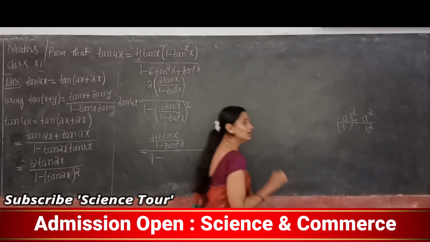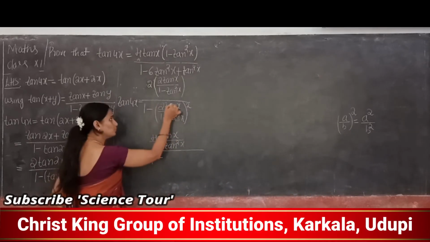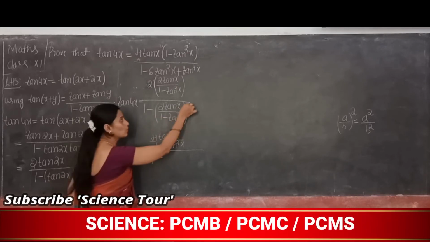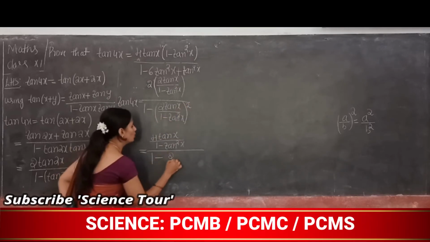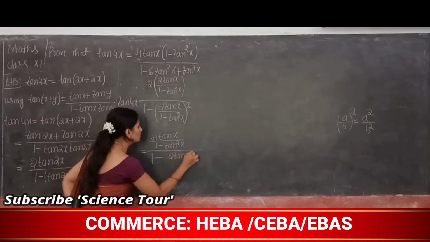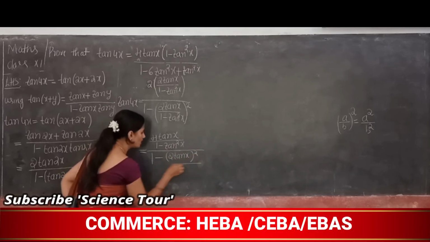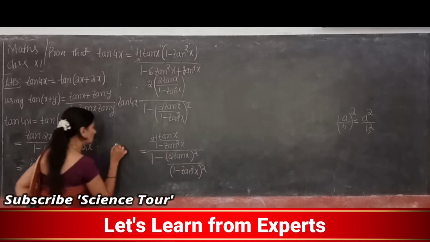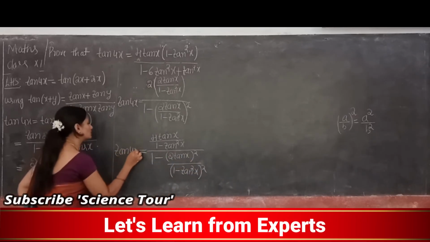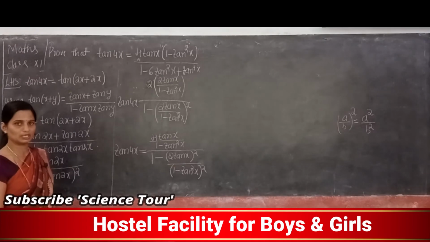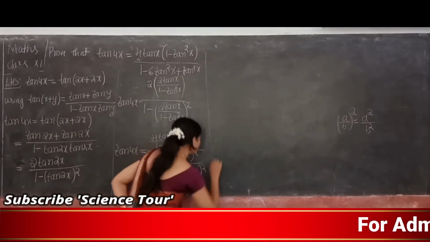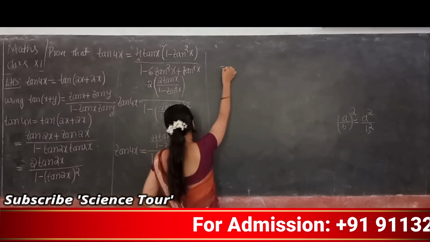Is this correct? Yes, same thing here. 2 tan x divided by 1 minus tan square x, whole square, can be written as (2 tan x) whole square divided by (1 minus tan square x) whole square, which is equal to what? Tan 4x. Is this clear? Simplification? Yes. Now first we will simplify the denominator.